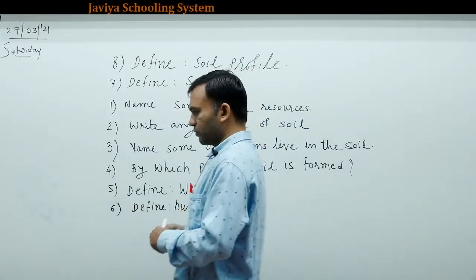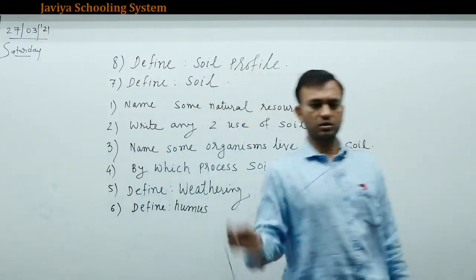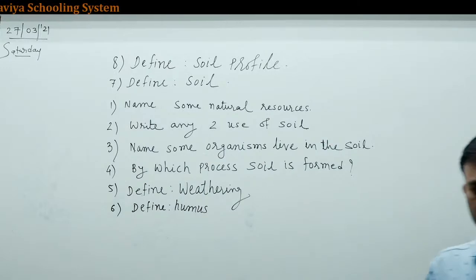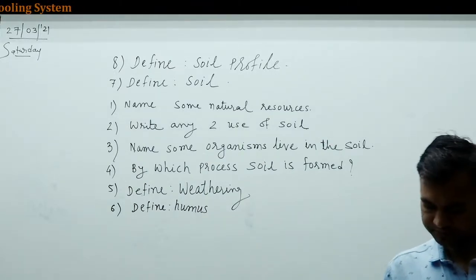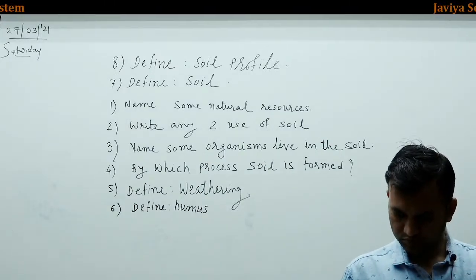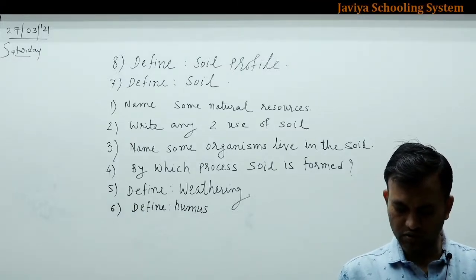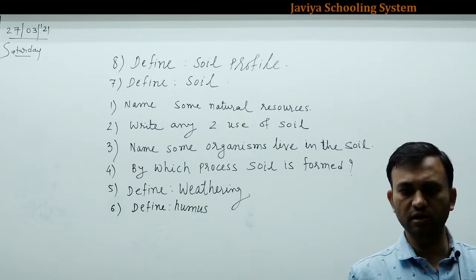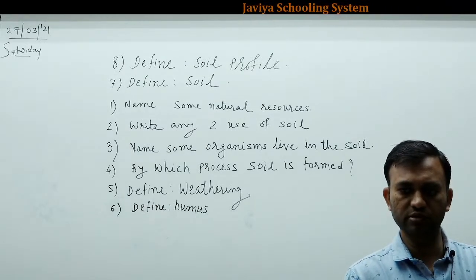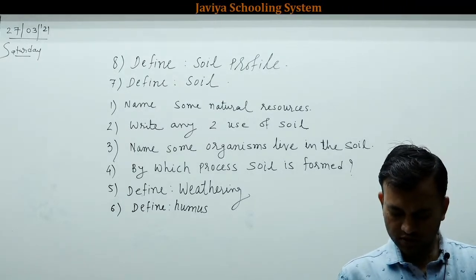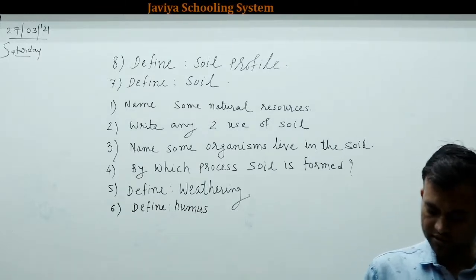Define soil profile. So what do you mean by soil profile? So you can say a vertical section through the soil showing the different layers. Different layers that can be seen, what can you call that? That is called soil profile. Each layer differs in texture.